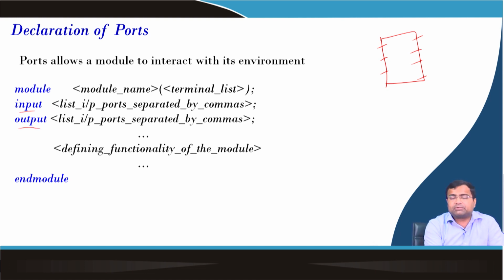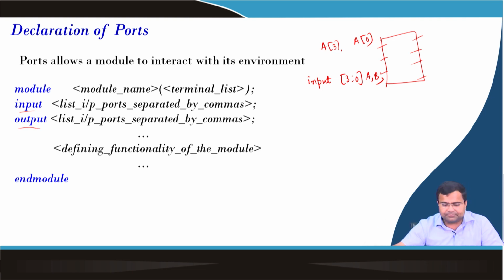Sometimes the input can be a vector or a scalar. If it is a vector, you have to specify the vector size. In case of 4-bit data you have to write input, then [3:0] A, B. These are the 4-bit data where A3 is the MSB and A0 is the LSB.